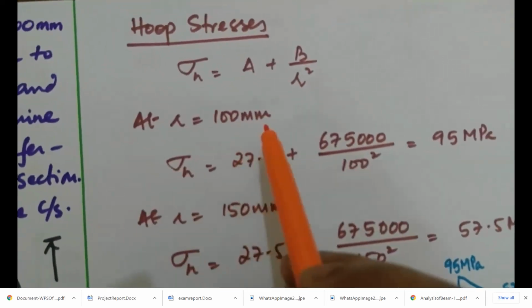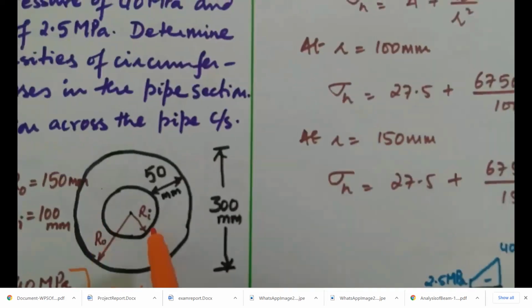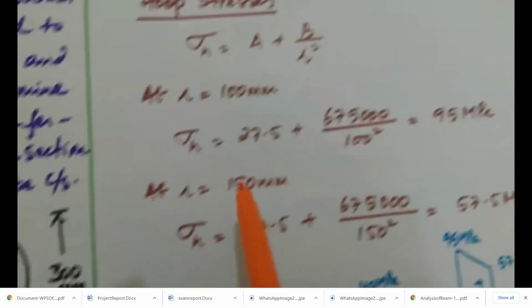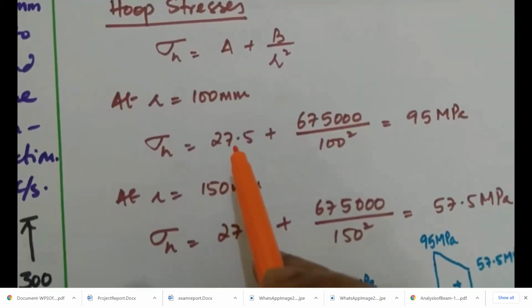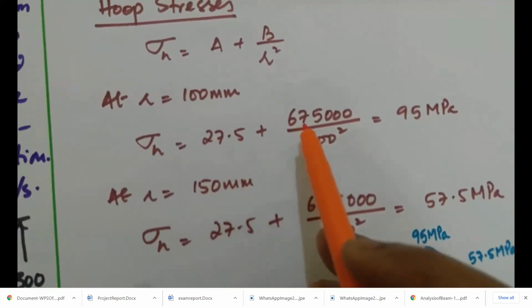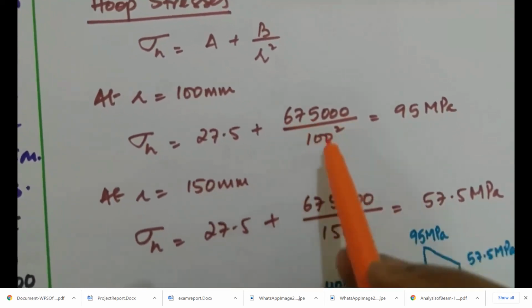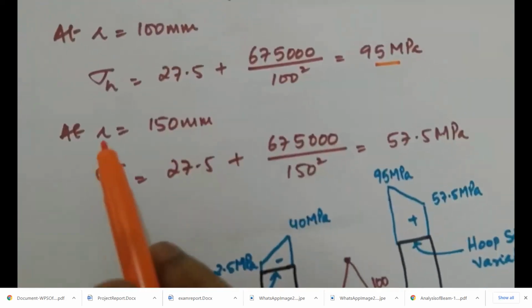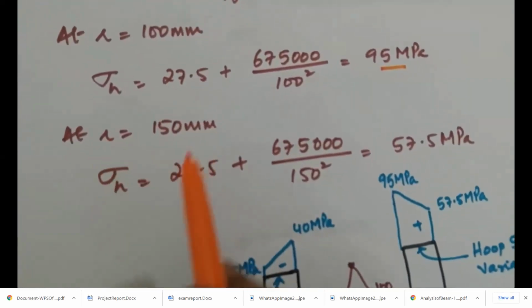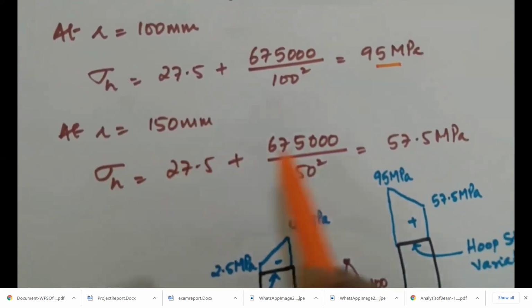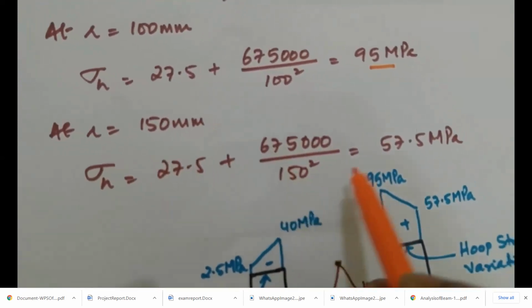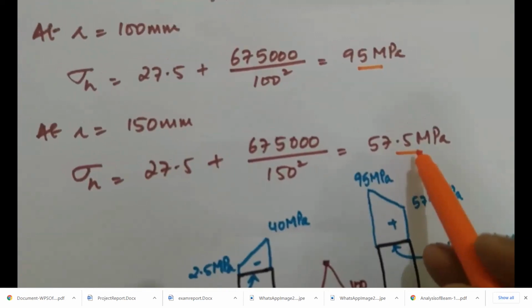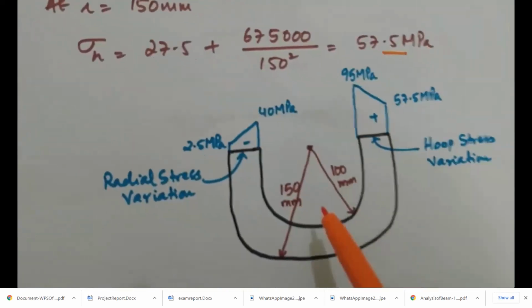At R is equal to 100 mm, the inner diameter, that is at this point, sigma h is equal to the value of A, 27.5, plus 675,000 by 100 square, and we get the value of hoop stress as 95 megapascal. At the outer radial distance of 150 mm, substituting A and B and the radial distance of 150, we get 57.5 megapascal. Now we have been asked to plot the stresses.